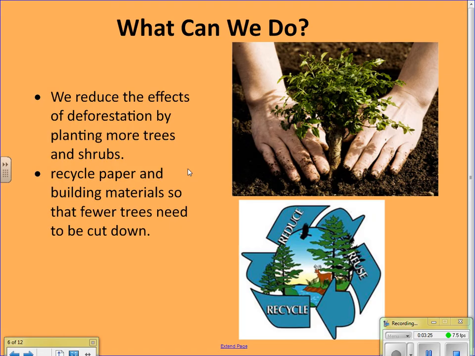So what can we do? Well, obviously, we can reduce the effects of deforestation. Logging companies are now starting to plant more trees and shrubs, so there is a replanting effort. For us at home, we could recycle, reduce, or reuse so that fewer trees need to be cut down for our materials.